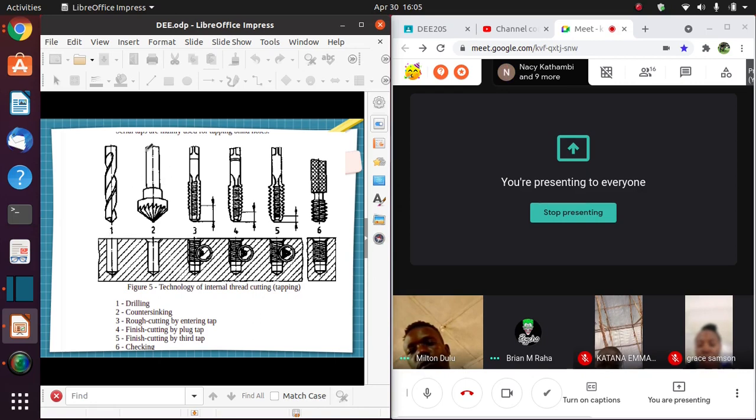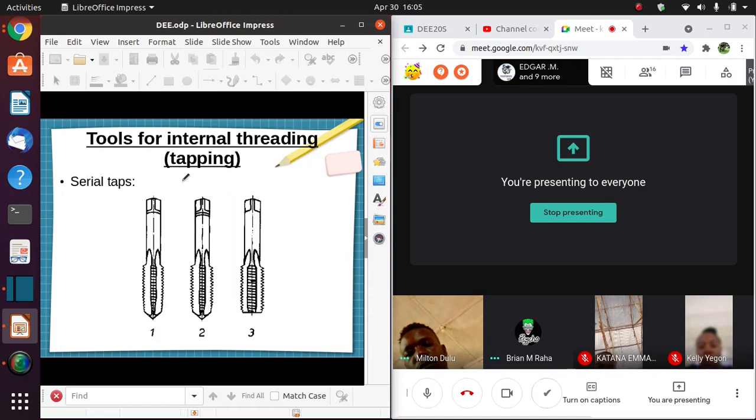Now we use this second one, which is known as a countersink bore. We use this to widen the entrance. You widen your hole a little so that when you insert, this is known as the entering tap. The entering tap is the first one used to start cutting the threads. Now we use these three, which are usually known as serial taps, not dies. They are known as serial taps.